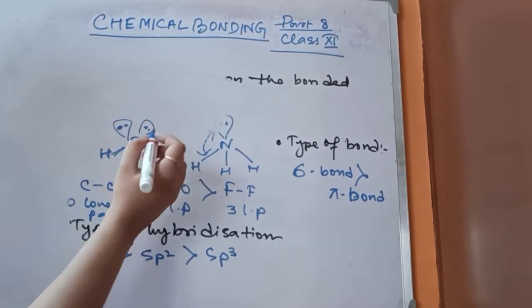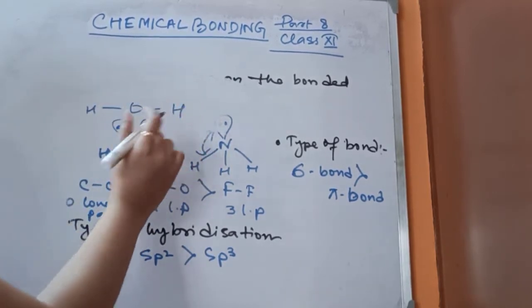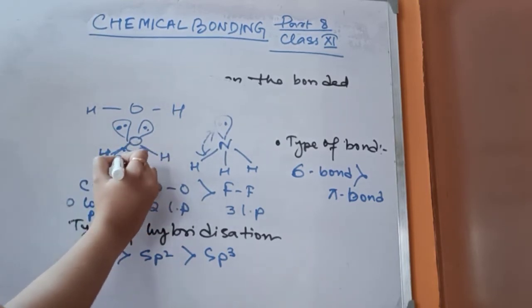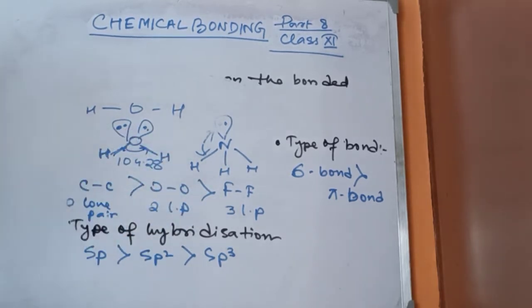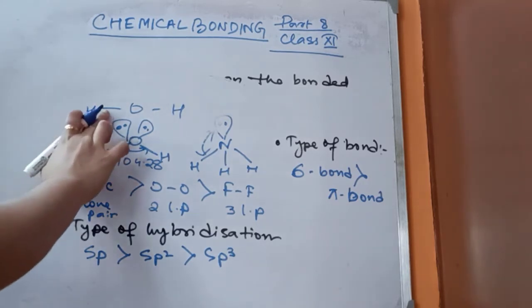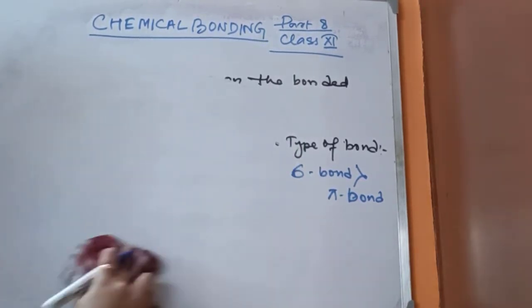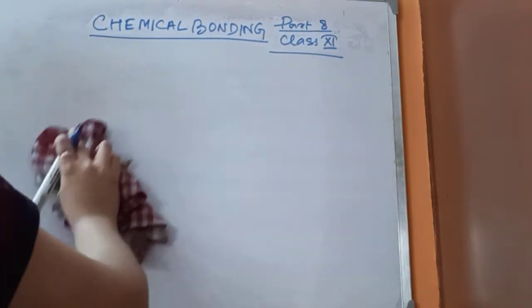We generally represent bond angle like this: H, O, H for water. The bond angle for this is 104.28, which means 104 degree 28 minute. We generally represent bond angle like this, HOH. It is the angle formed between three atoms that form a molecule.